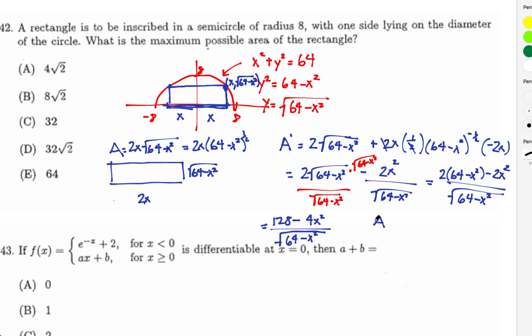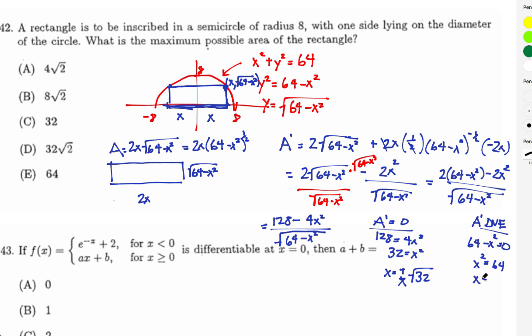Remember that our critical points are where it equals 0 or where it does not exist. So it equals 0 when 128 equals 4x squared. It's going to be 32 equals x squared. x equals plus or minus root 32. Of course, I can't have a negative side length, so I'm going to get rid of that. Then A prime is going to be undefined when that 64 minus x squared equals 0. In other words, when x squared equals 64, when x equals 8.